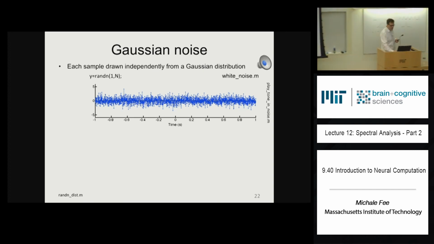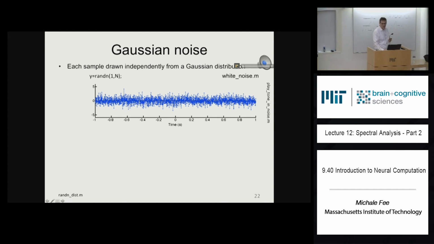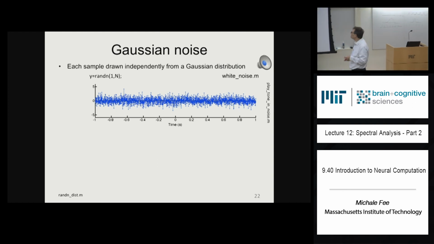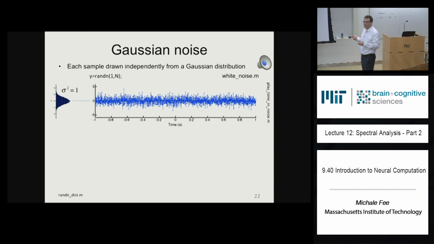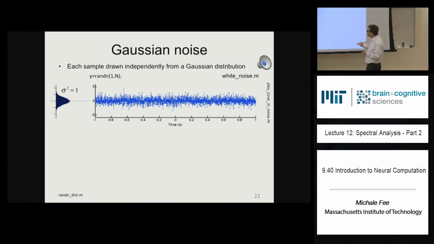So here's what that sounds like. Sounds noisy, right? Okay, I just wanted to show you what the autocorrelation function of this looks like, which I think we saw before. If you look at the distribution of all the samples, it gives you a distribution that has the shape of a Gaussian, and the standard deviation of that Gaussian is 1, okay?